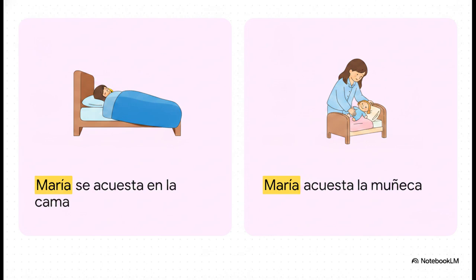And honestly, this next comparison is brilliant because it shows how even a comforting action like going to bed totally changes depending on who's receiving it. Over on the left, María se acuesta en la cama. She is putting herself to bed. She's lying down. But on the right, María acuesta la muñeca. She's putting the doll to sleep. It's the exact same root verb, acostar, but adding that se on the left makes it crystal clear that María is the one catching some Z's, not the doll.